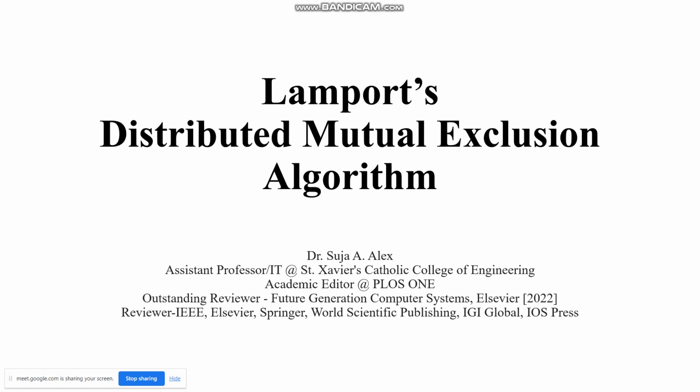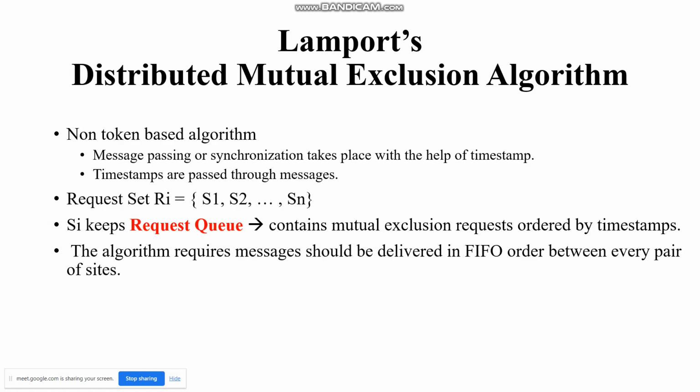Once its task is over, then the next process can use the same resource. That is the meaning of mutual exclusion. So now we are going to see how to achieve this mutual exclusion in a distributed environment. As we all studied, in the distributed environment there are a lot of nodes, or we can say different sites, right?